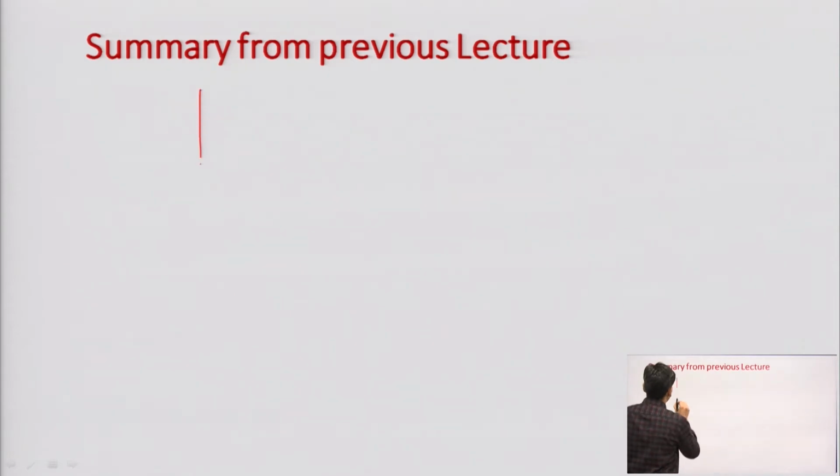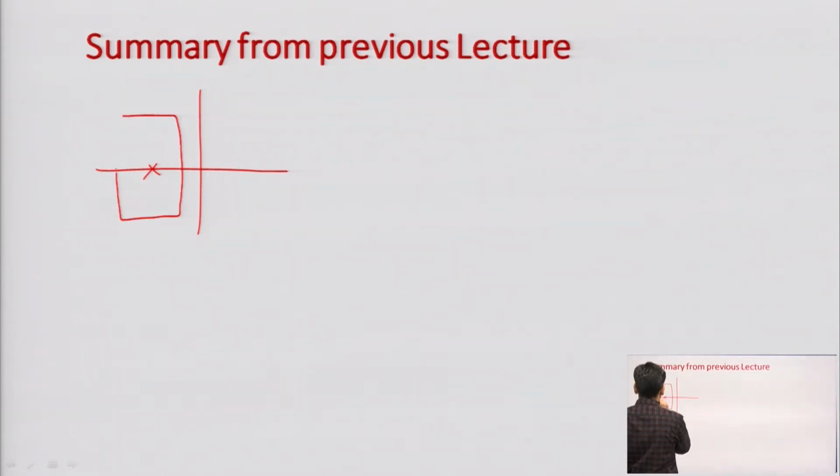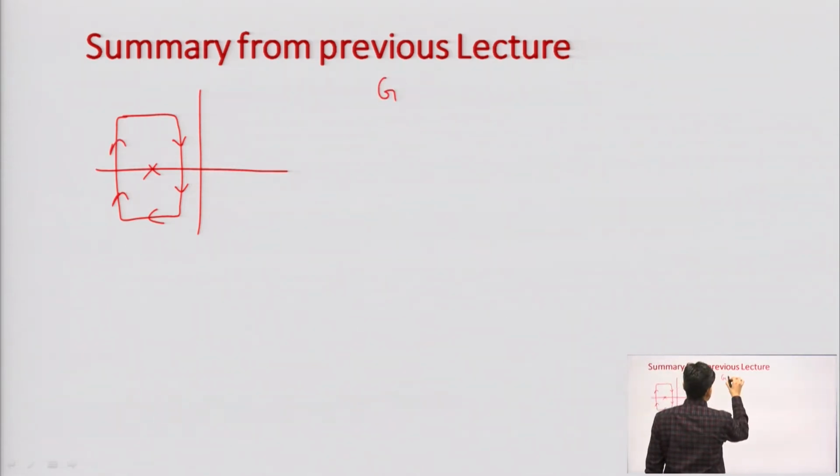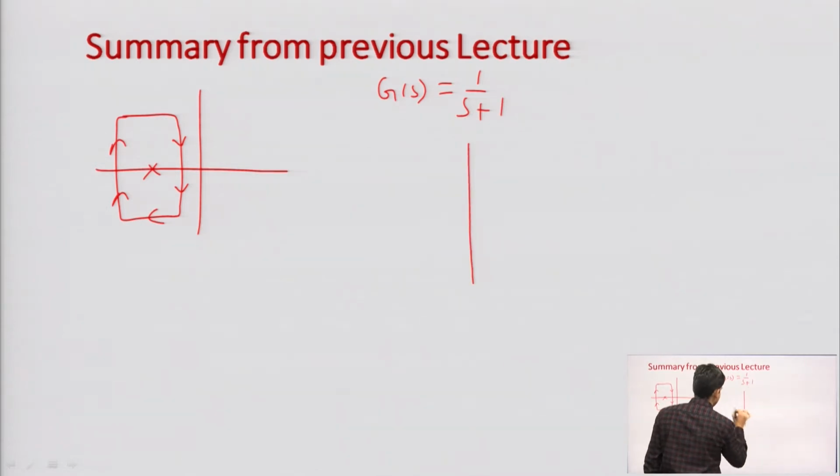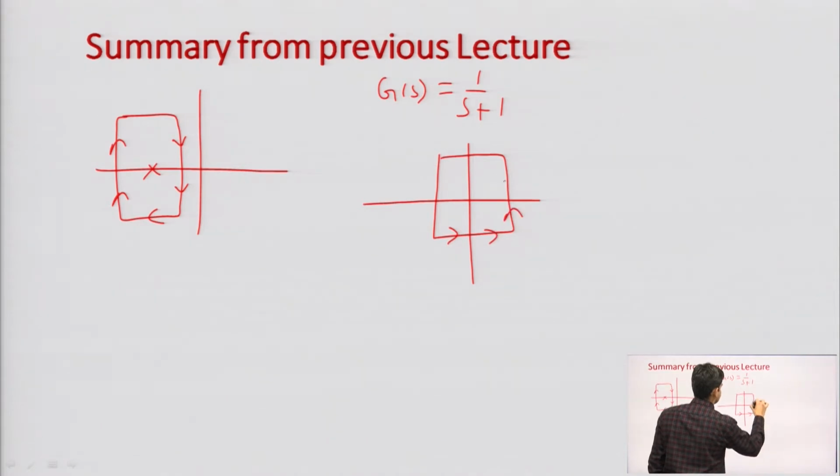In the previous lecture we had seen, if in a plane we have taken any pole, suppose here, and if we encircle this pole in clockwise direction, then what will happen in the GS HS plane? Suppose GS is given by 1 over S plus 1, then it will result in encirclement of the origin in anti-clockwise direction. Okay. So, here it will encircle the origin.